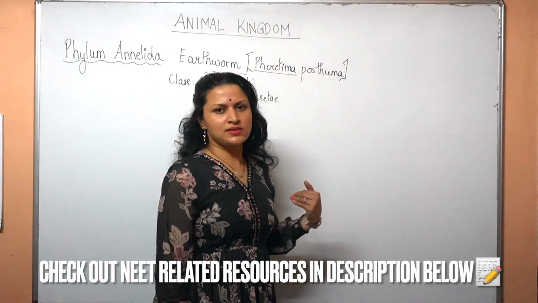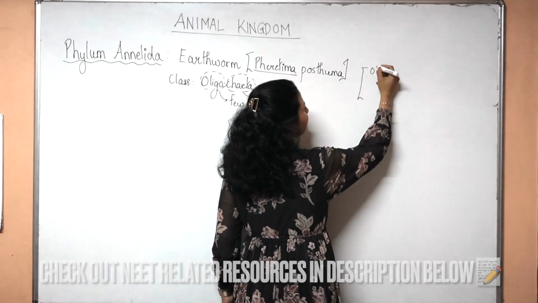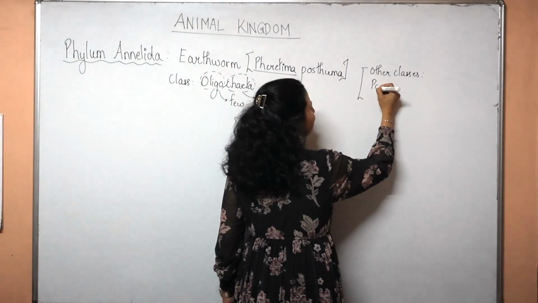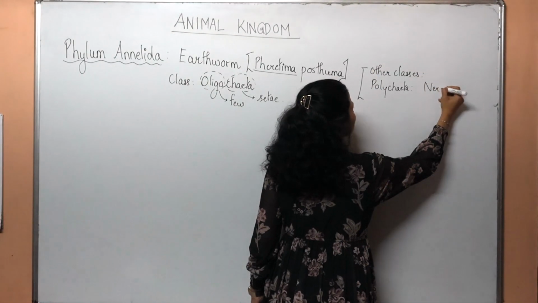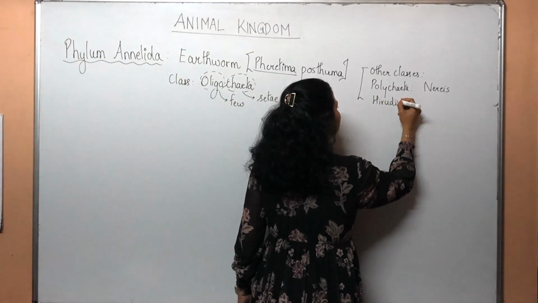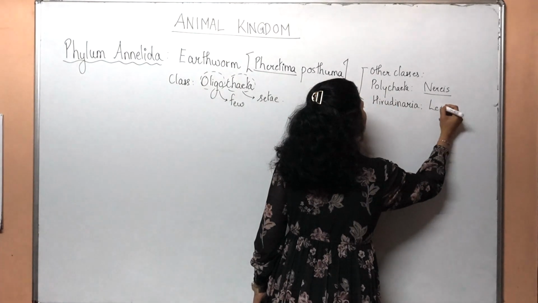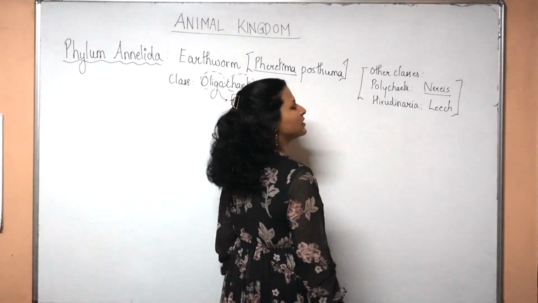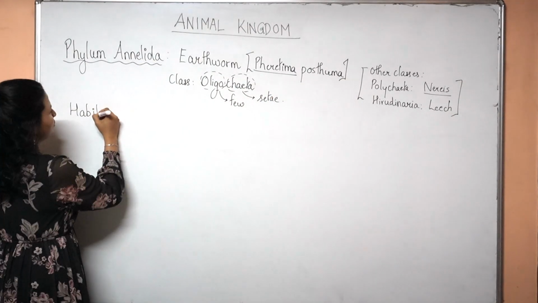Fewer than Nereis. The other classes that belong to this phylum are Polychaeta, to which Nereis belongs, and Hirudinaria, to which leech belongs. We will be doing both these examples in subsequent lectures. So you know about the earthworm.